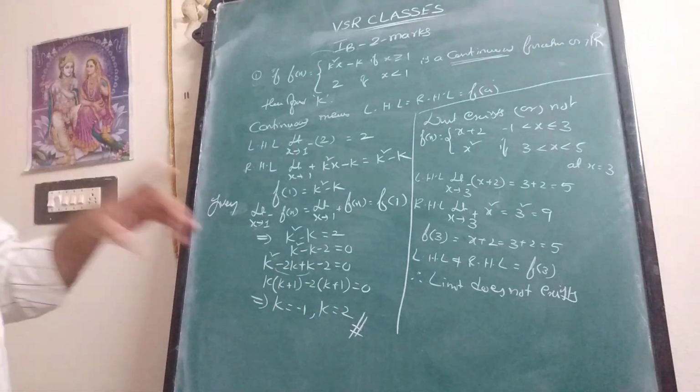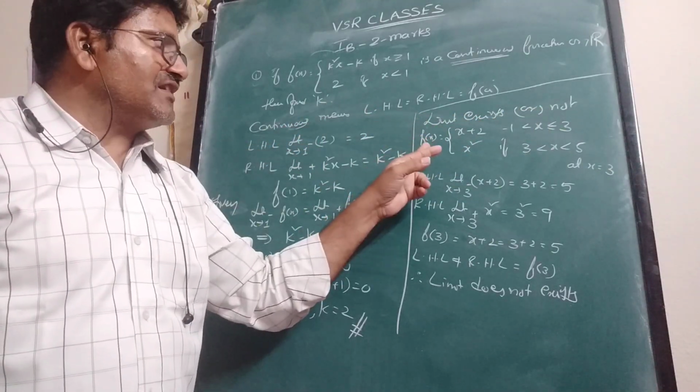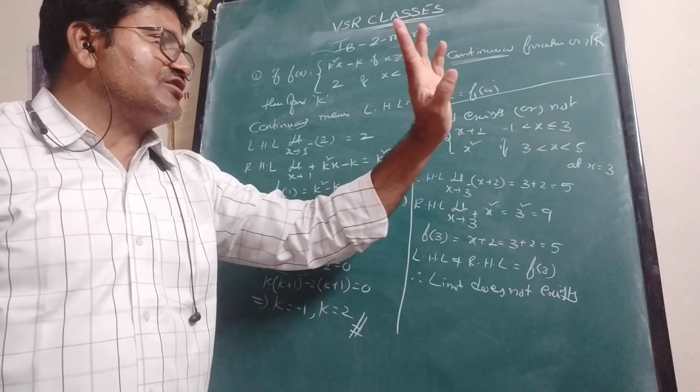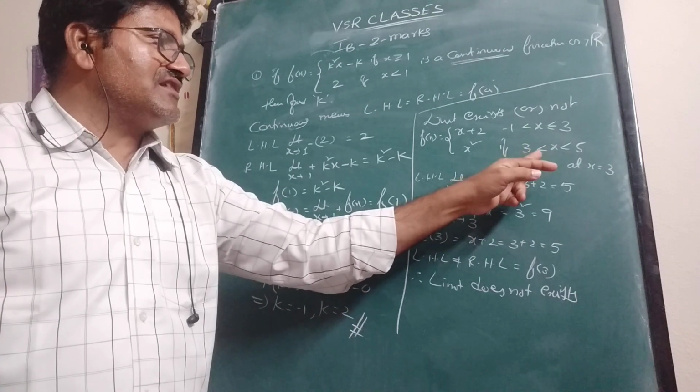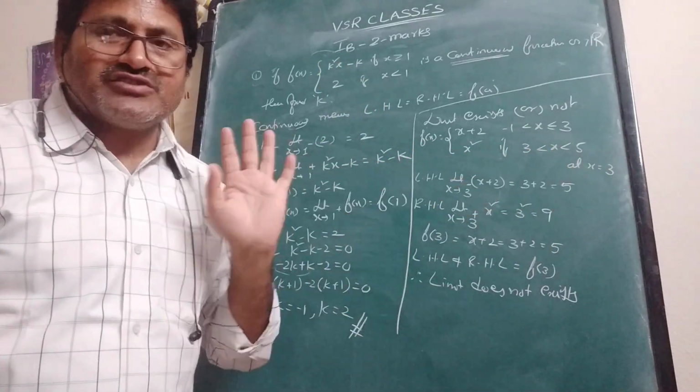Now we will go further. Check whether the limit exists or not for this function. He may give it in such a way: x plus 2 for minus 1 less than x less than or equal to 3, and x squared if 3 is less than x less than 5. Okay. Now at x equal to 3 we have to check it.